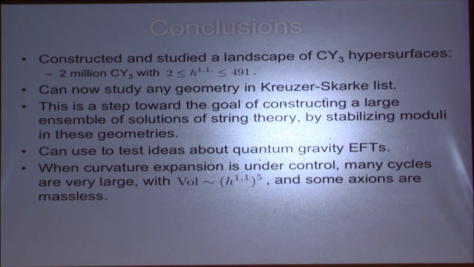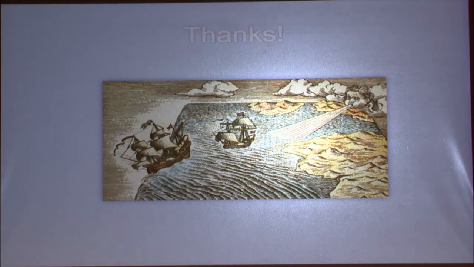And when the curvature expansion is under control, what we find is many cycles are really large. The threefold volume goes like H11 to the fifth. And some axions are essentially massless.